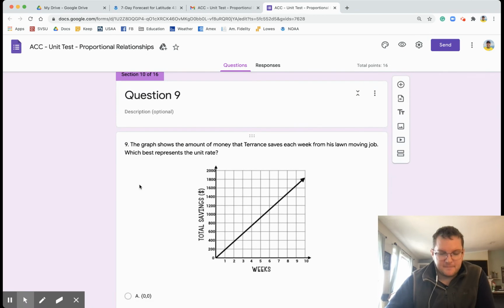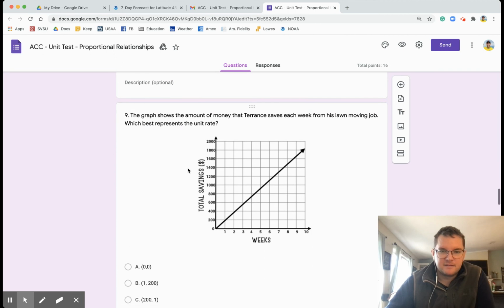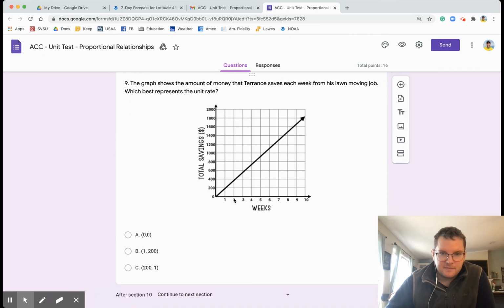Question 9. All right. The graph shows the amount of money that Terrence saves each week from his lawn mowing job, which best represents the unit rate. All right. So, look at this. For 1 week, he makes $200. It's pretty good for a lawn mowing gig. 2 weeks, he's making $400. 3, $600. 4, not quite $800.